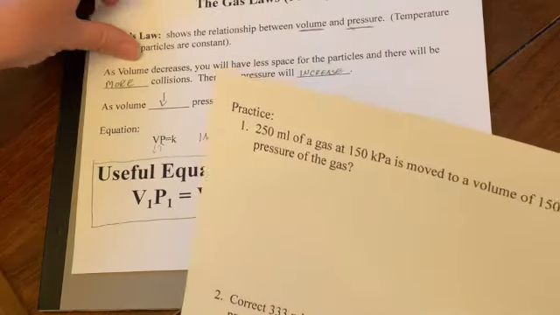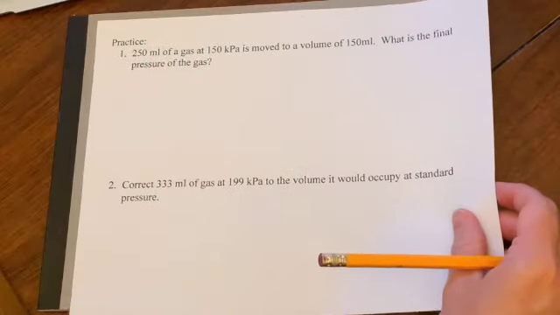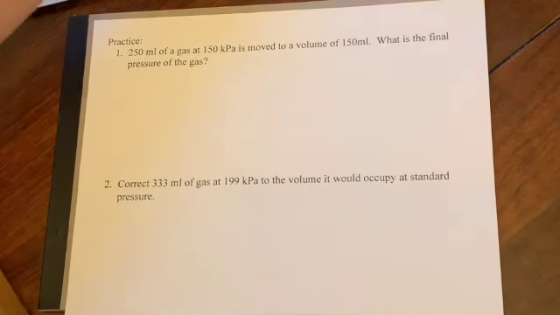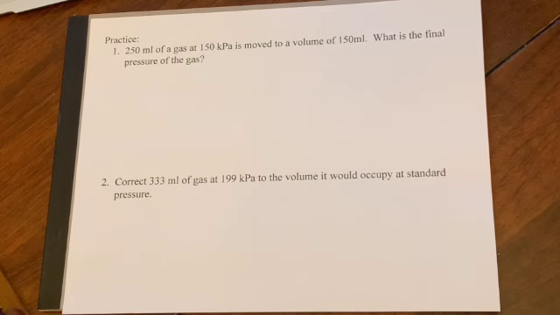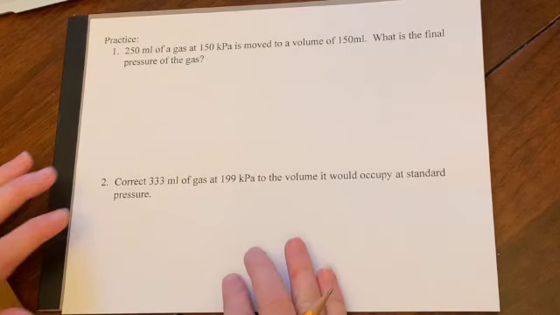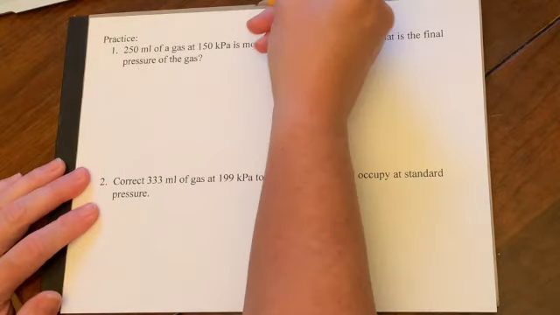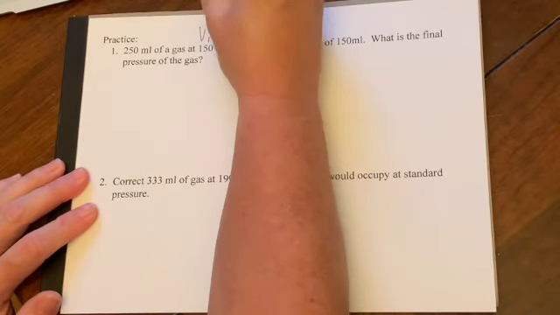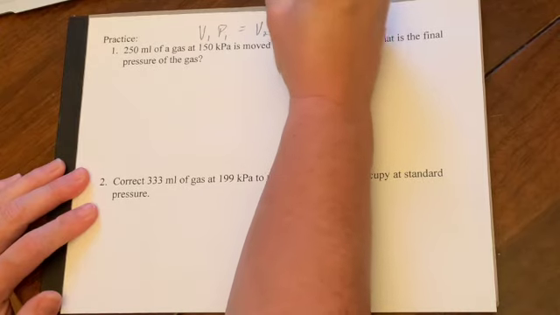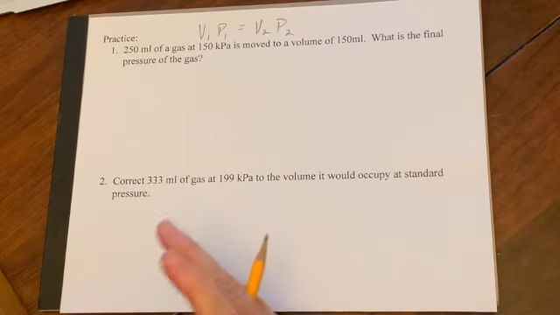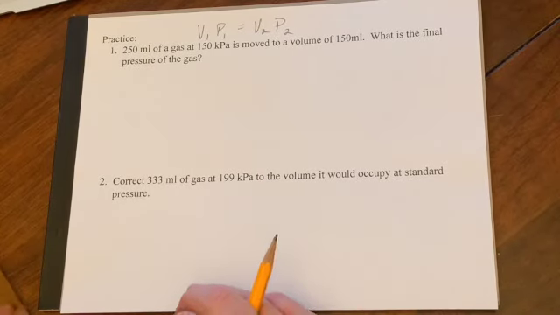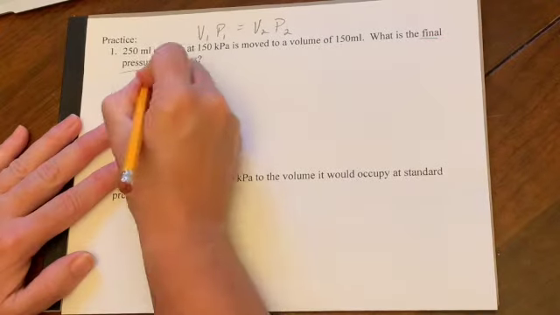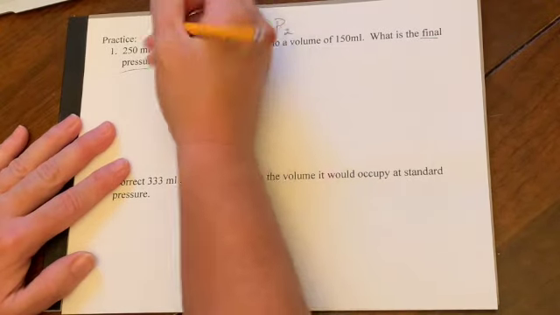All right, so here are some practice problems. 250 milliliters of a gas at 150 kilopascals is moved to a volume of 150 milliliters. What is the final pressure of the gas? So we know our equation for Boyle's Law is V1 P1 is equal to V2 P2. I like to do my algebra before I put my numbers in. This is just a preference of mine. You can really do it however you'd like. So what is the final pressure? That's what I'm looking for, so I'm looking for P2.